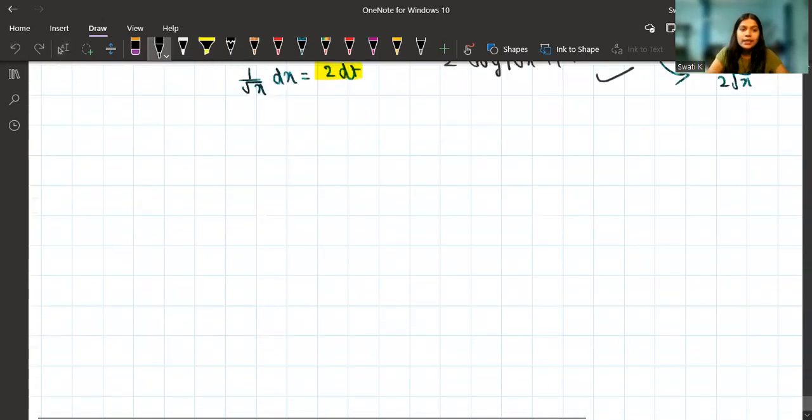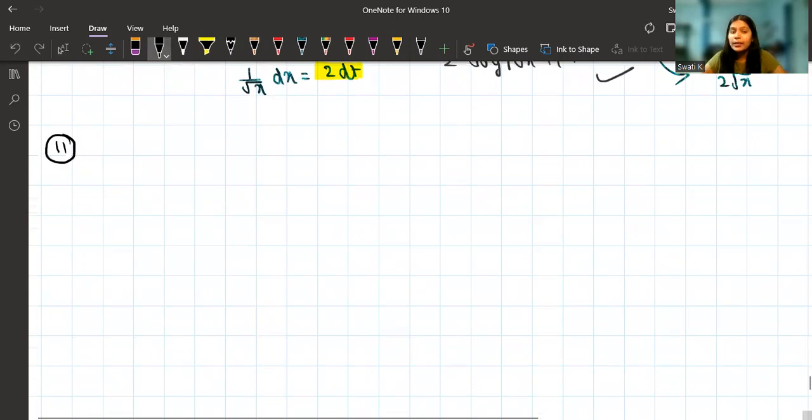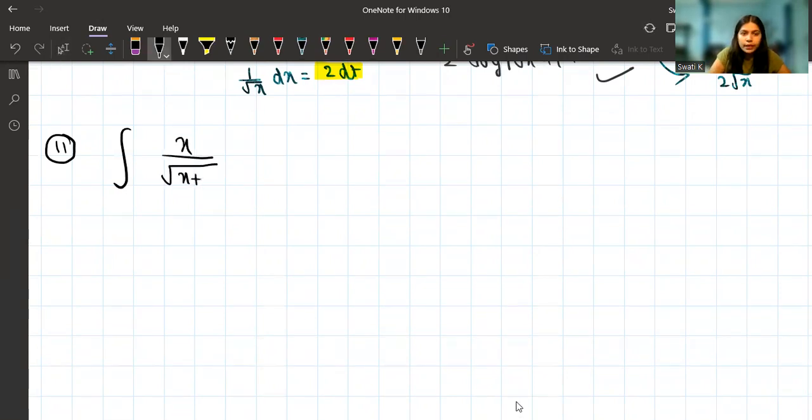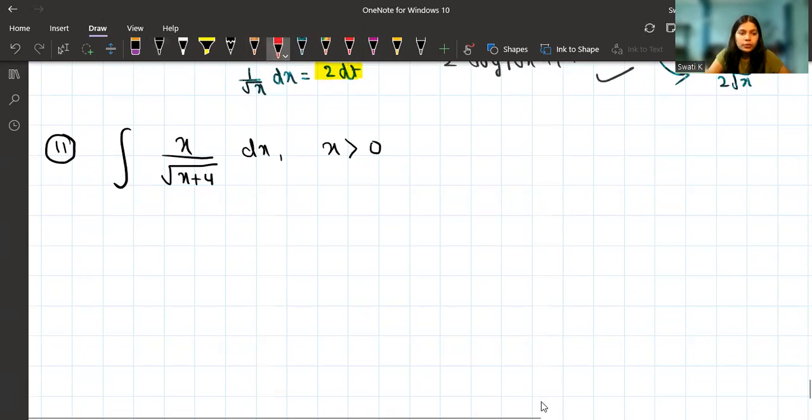And in this, I'm going to start with the 11th question. Remember, these all are NCERT questions, and here I'm trying to make a detailed solution step by step so that you can understand everything. So let's start with the 11th question. In the 11th question, we have to integrate x upon root over x plus 4 dx. And of course, there is a condition that x is greater than 0. So let's start with the solution.